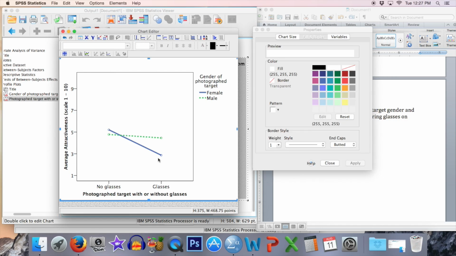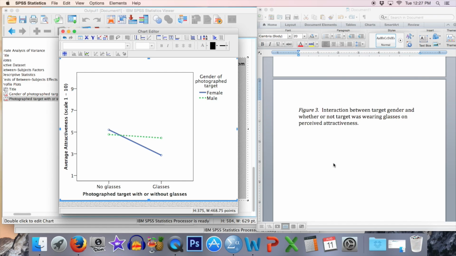I find that's a more honest way of looking at it, because you can see that there's not huge differences between the groups, but there is a sizable difference between this group, females with glasses, and all the other groups, and that none of them got really, really high ratings of attractiveness, more like moderate to semi-low. So that looks good to me.